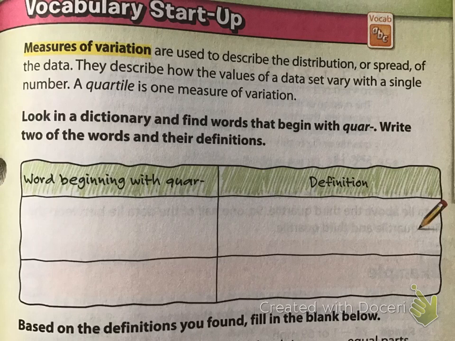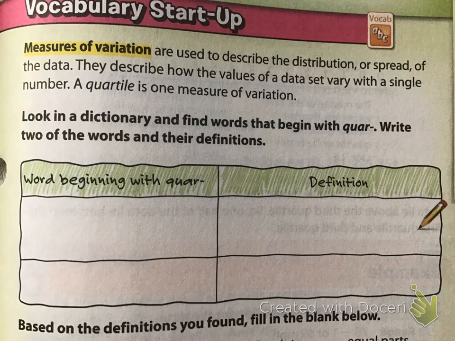So first, measures of variation are used to describe the distribution or spread of data. So we've gone over that. Think about variation. We know variation means how much things change, how much things spread, and measure is how we would measure it. They describe how the values of a data set vary with a single number. A quartile is one measure of variation.